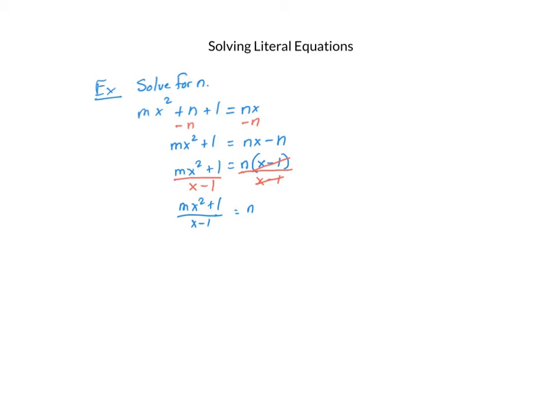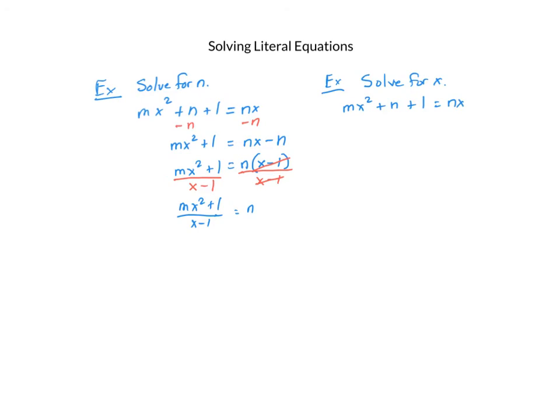Let's look at one more, and I want to keep it on this same page because I want you to see how similar the problem looks. The directions will be to solve for x, but the equation will be the same as the one we just had in the previous problem. It is mx squared plus n plus 1 equals nx.